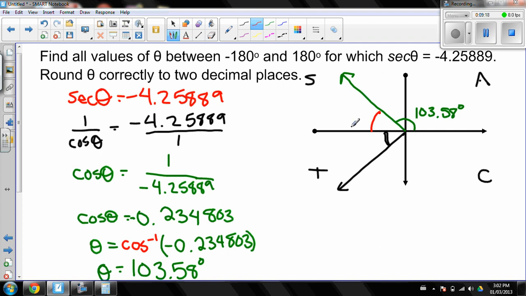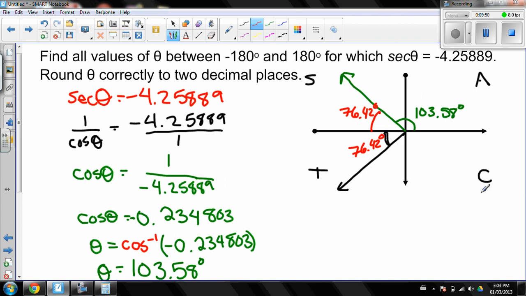So what I'm going to do to find this section, same thing as last time except the opposite. This is 103. This is what I want to know. This whole thing is 180. So I take 180 minus 103.58. And that gives me 76.42 degrees. So I have a reference angle of 76.42, which means this angle right here is also 76.42 degrees.